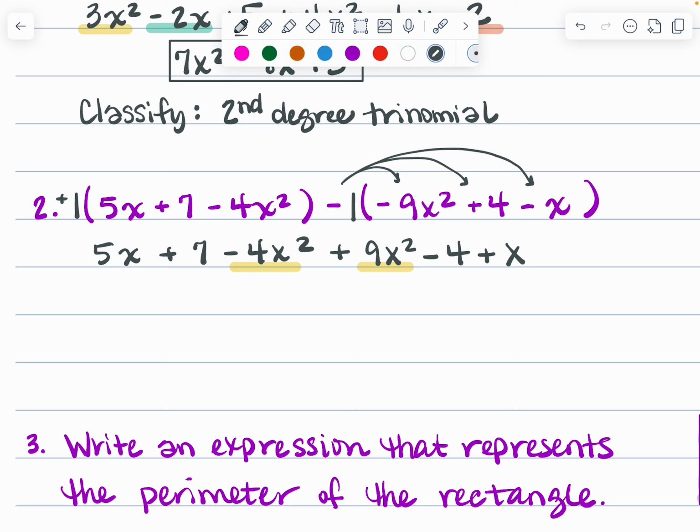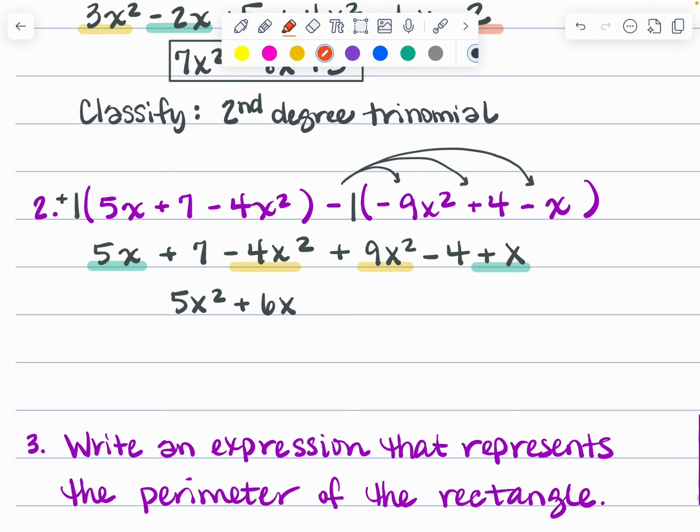Right, and so that's going to give us negative 4x's plus 9x's will give us 5x squared. And then let's see, we have our x's would come next. So I've got 5x's plus 1 more x. So I have positive 6x's.